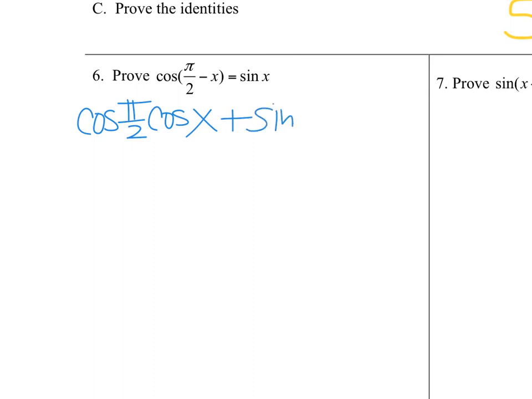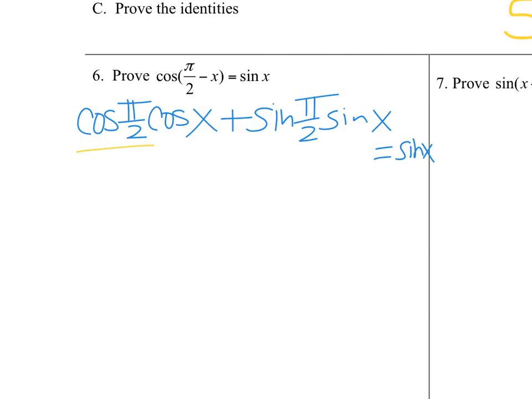Sine pi over 2, cosine x. No, that should be a sine. Sine x. So cosine, cosine, sine, sine, sine. And we're trying to get this equal to sine of x. All right, so let's go ahead and figure this out. There's some things we can do here.